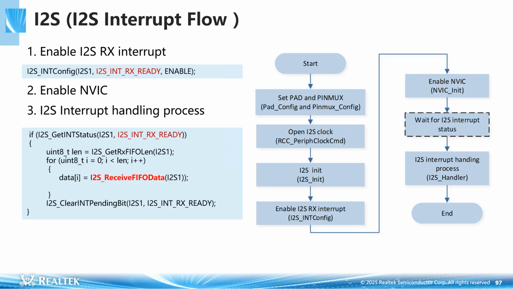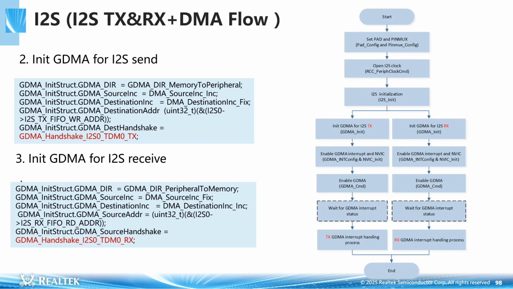For I2S data reception, you can configure and enable the I2S receive ready interrupt. Once data is received, it will trigger the interrupt to handle the data processing. If you want to configure DMA for data transfer, you should initialize the DMA and set up the handshake information.